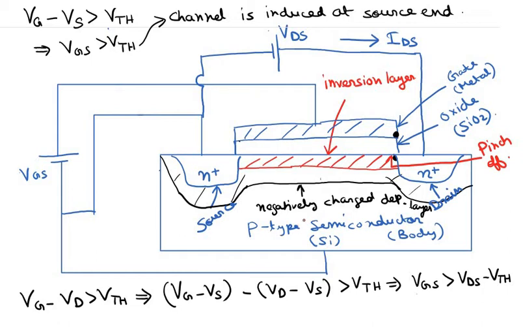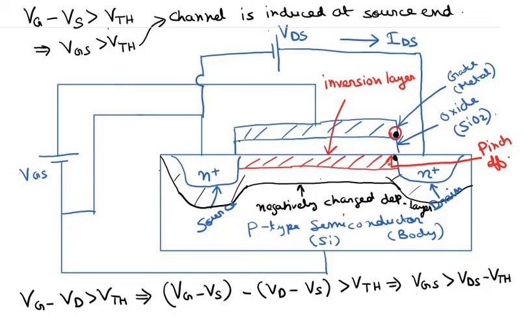Okay, now initially when VDS is increasing, remember that the potential difference between this point and this point is responsible for creating the channel. Okay, and the higher the potential difference between this point and this point, the channel is going to be stronger at the drain end. Okay, so if the potential difference between the metal gate at this point and the body at this point, which is attached to the drain, is greater, then it is going to induce a stronger channel, or it is going to induce more number of electrons in the channel.